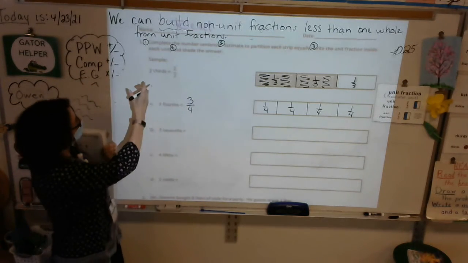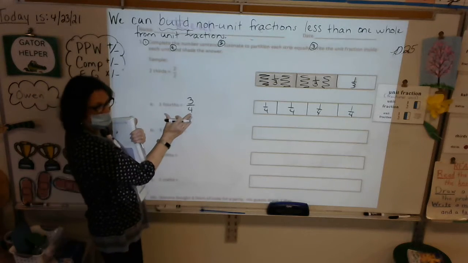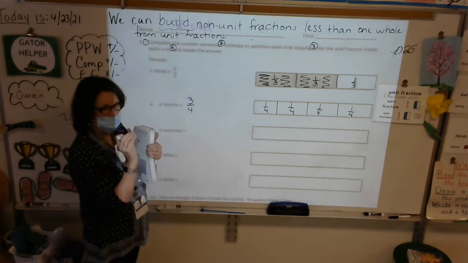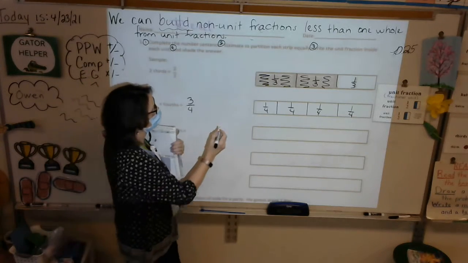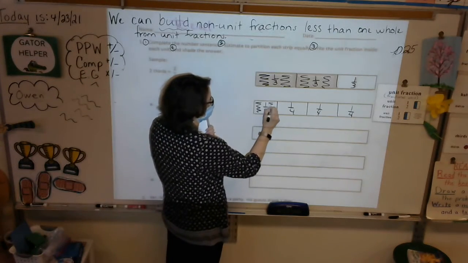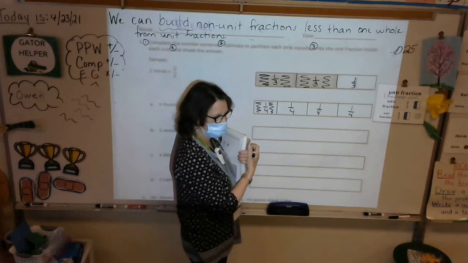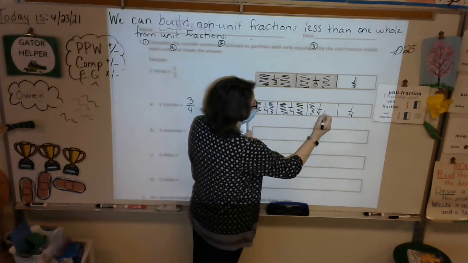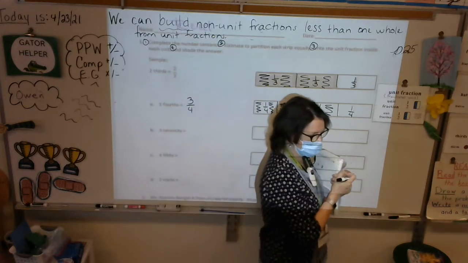And then finally we have to shade the answer. So they want us to shade 3/4. Now this is where I want you to make sure you're not coloring over your answer. So I'm going to shade 1/4. Count with me, class. 1/4, 2/4, 3/4. And that one is done for you.